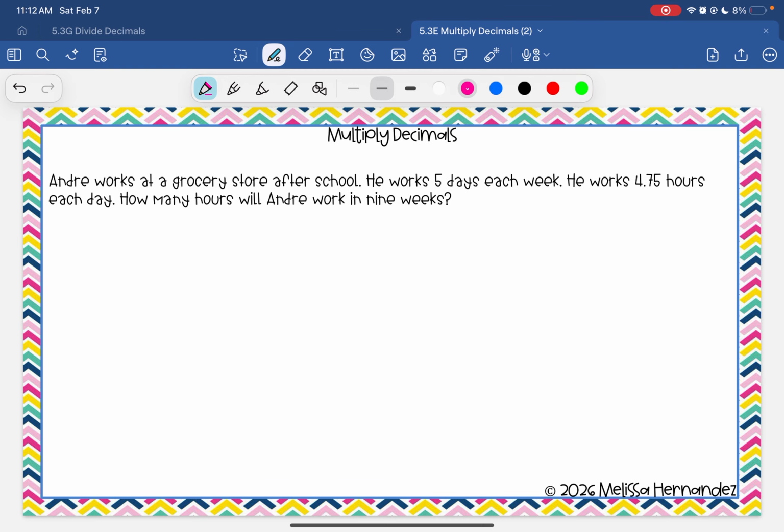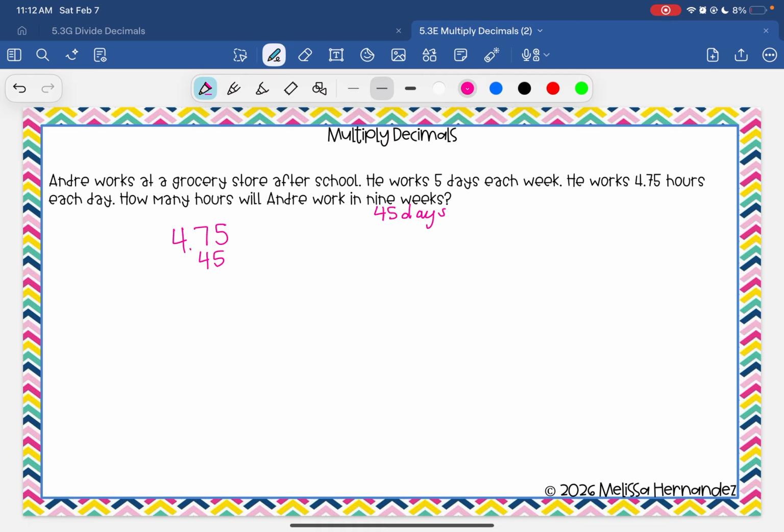So the first week is 5 days, and then every week is 5 more days. So when you get to 9 weeks, you're going to end up with 45 total days. So we're actually multiplying 4.75 times 45. You do not line up decimals. You line up the farthest right number. The 45 came from 5 times 9. The question's asking for total days.